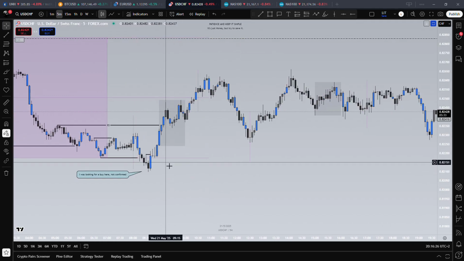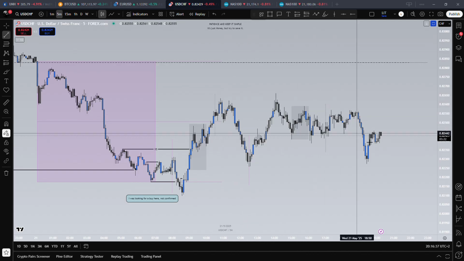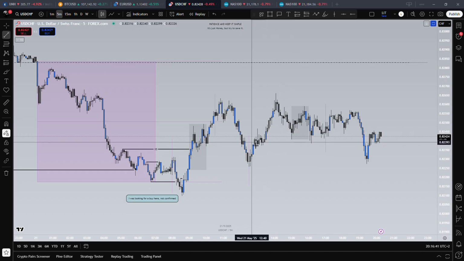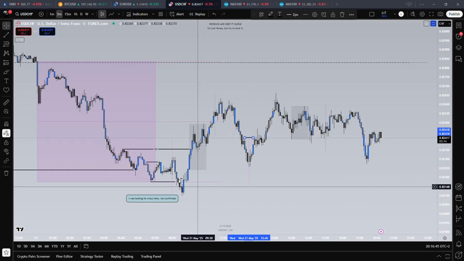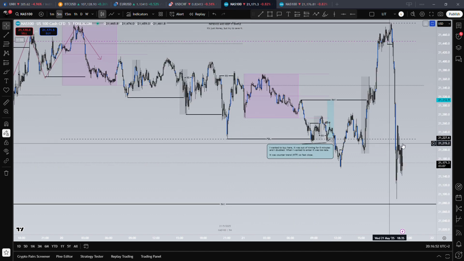And I was looking for a buy here, but we never took the POI or the liquidity, so I couldn't enter here. And then after that, I didn't look at USD CHF because there was nothing to the left, so maybe I could have looked for a buy or something, but we had the liquidity here, and yeah, I didn't like it just like that, so I didn't look for that.